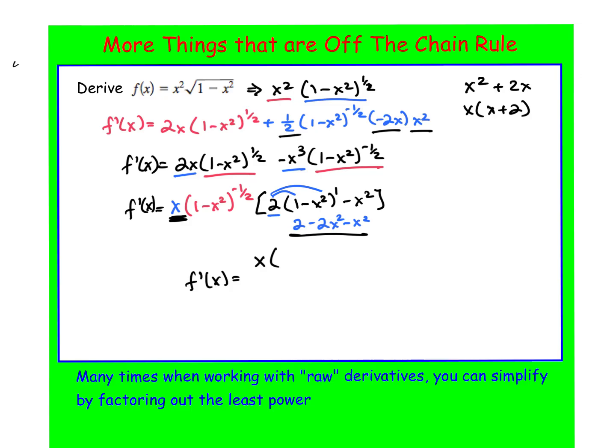And who else gets to stay up top? 2 minus 2x squared minus x squared. 2 minus how many x squareds? Negative 3x squared. All right. And then it's all over. This guy goes to the basement because it's a negative exponent. And so really a 1/2 power is really a what? A square root. Okay. And so now I have the square root of 1 minus x squared.